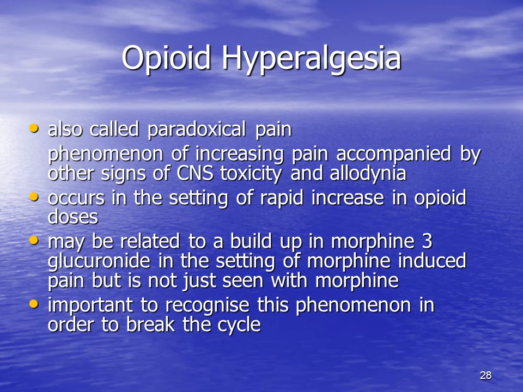I don't know if everyone's familiar with this concept of opioid hyperalgesia, or this so-called paradoxical pain that can be caused by opioids. So the patient actually gets pain from the opioids. They usually get signs of CNS toxicity, so drowsiness and flap, and they get allodynia. So you move their limbs and they get pain everywhere. The classic scenario is in the setting of a rapid increase in opioid doses. And although it's been described mostly with morphine, it's not just morphine that this can happen with. So it's just, once again, something to be aware of.